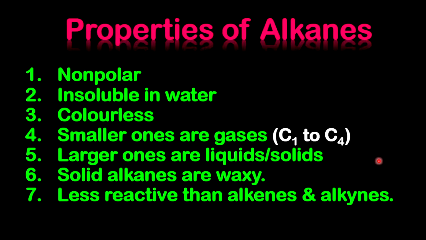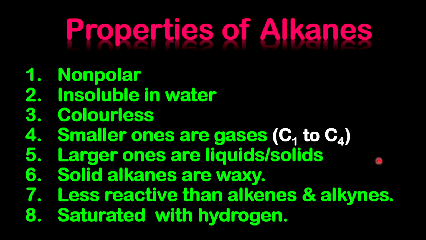Another property of alkanes is that alkanes are less reactive than alkenes and alkynes, and we'll look at alkenes and alkynes in our upcoming lessons. Alkanes are saturated with hydrogen. The reason for this is because each carbon contains the maximum number of possible hydrogen atoms.